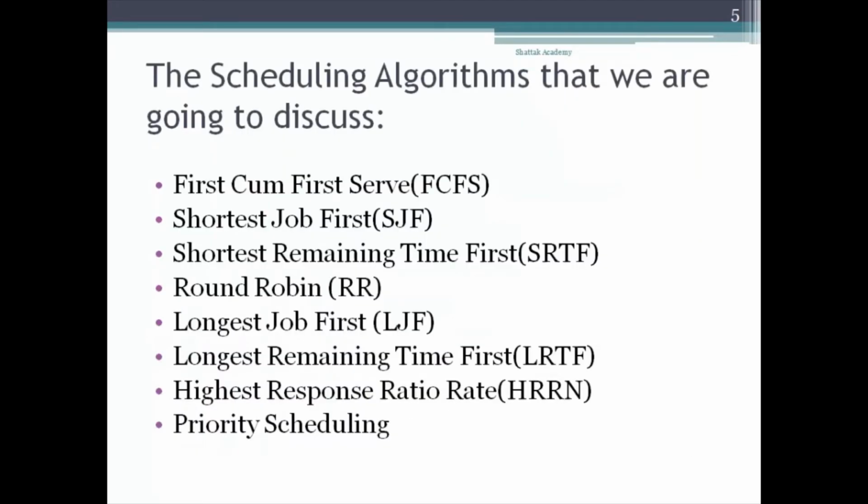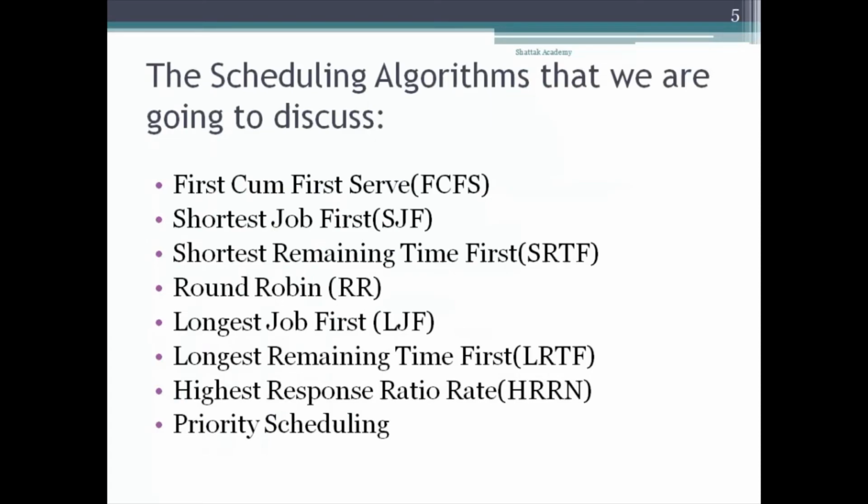Now, what are the scheduling algorithms that we are going to discuss? The first one is first come first serve. The second one is shortest job first. By the names, you can get a clue of what the algorithm is doing. But we are going to discuss all these algorithms in different lectures so that you understand very well. So this is the gist of the algorithms I am telling. We are not going to discuss them in this video. From the next video, we will start from FCFS.